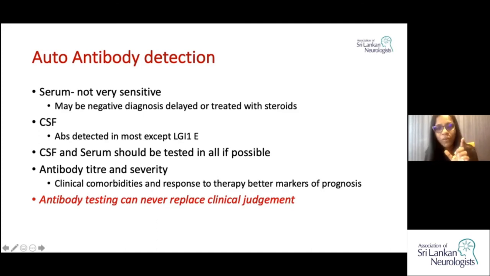But the most important message that I want to leave you with is that you don't need antibody testing to consider the diagnosis. I put it down in red. Antibody testing can never replace the clinical judgment. It's your clinical judgment that is important, because you could find a person who has a tumor and he may have antibodies but really not have clinical symptoms. That is possible. And they have also shown that when you have herpes simplex encephalitis, you may not have NMDAR receptor encephalitis, but those antibodies can be present. So therefore, antibody testing is only supportive. It should never replace your clinical judgment.